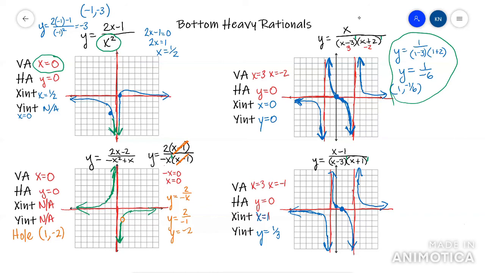So these are bottom heavy, and if you can believe it, these are probably the easiest. So I hope this video helped.